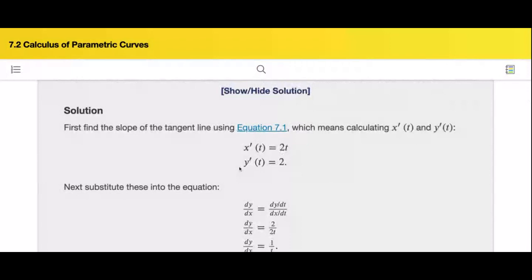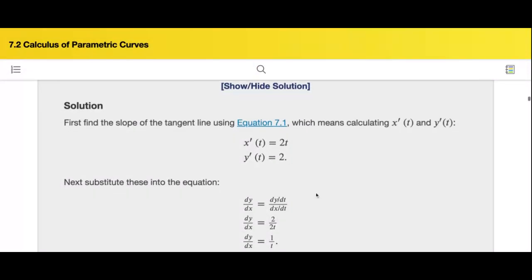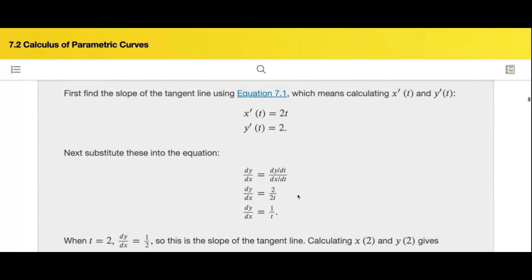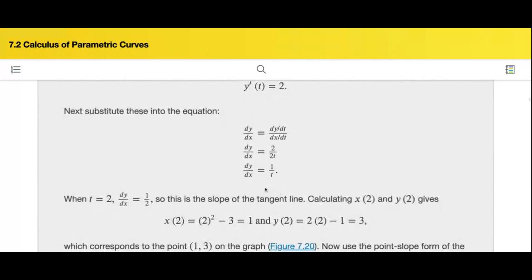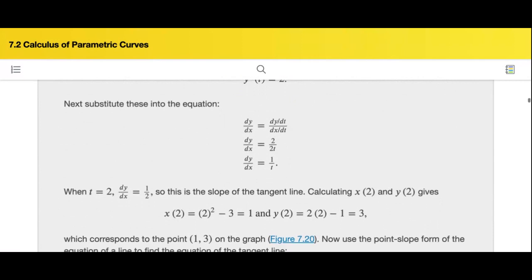We do y prime divided by x prime. So x prime equals 2t, y prime equals 2. So y prime divided by x prime, we get 2 over 2t, which is 1 over t. Right? So when t equals 2, dy over dx, we get a half. So the slope of the tangent line at the point 1, comma 3 is half.